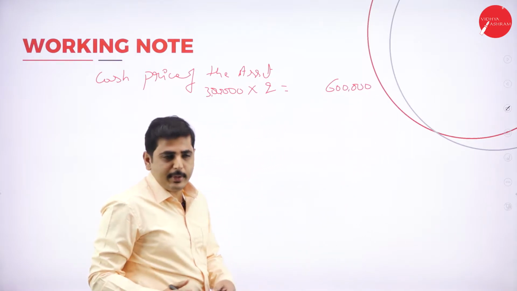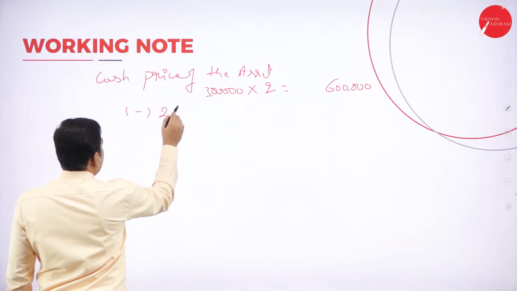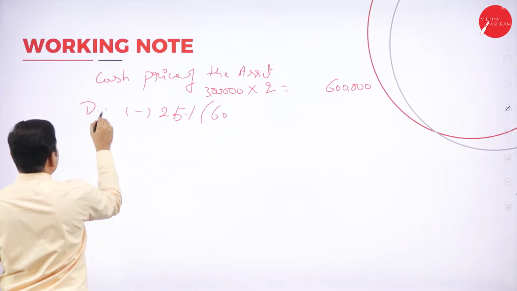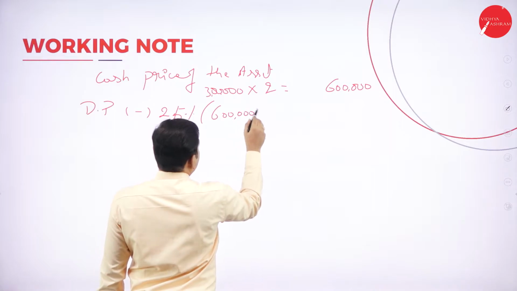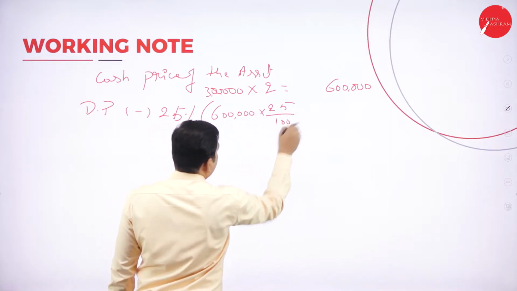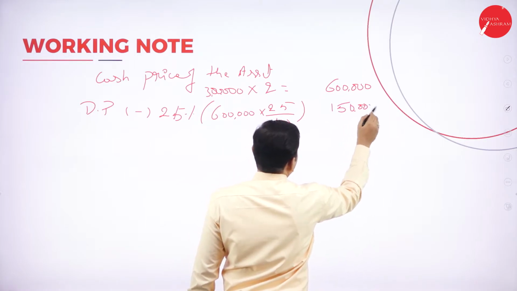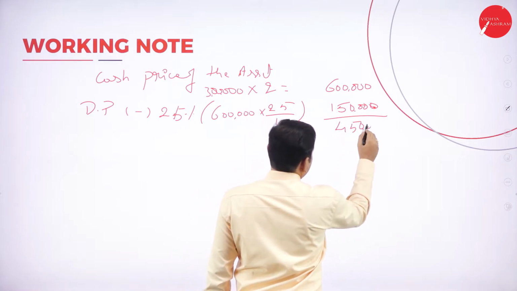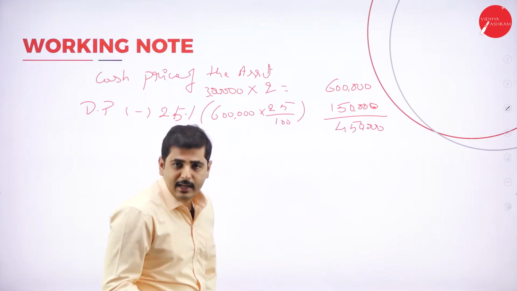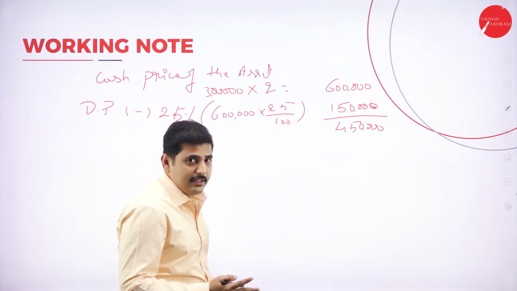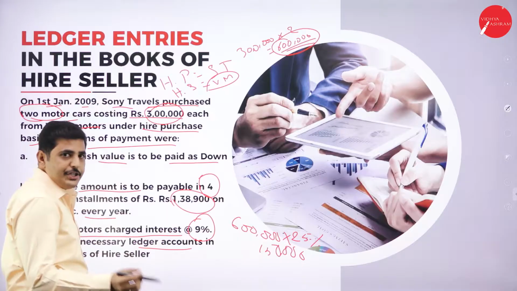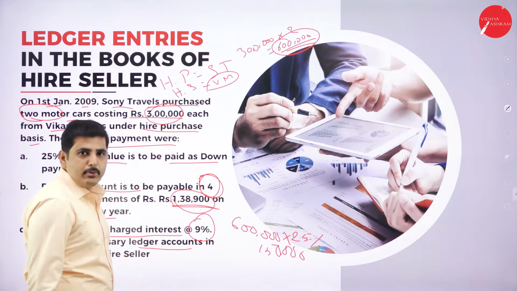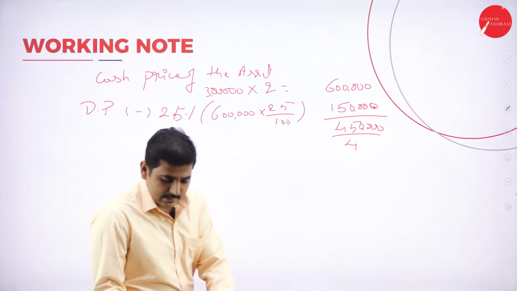Now what is the down payment we have to make? We have to make the down payment of 25% of 6 lakh. So 6 lakh into 25 by 100 is 1,50,000. If you deduct 1,50,000 from the 6 lakh, you will get 4,50,000. Into how many installments do we have to pay? We have to pay 4 installments together with interest, so divided by 4. We have to make 4 equal installments, and he has given the installment amount also. So let's calculate.